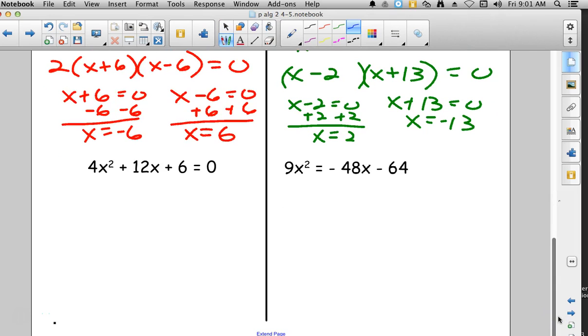Alrighty. 4x squared plus 12x plus 6 equals 0. Is there something we can pull out of all that? There is. A 2. Every little bit helps.